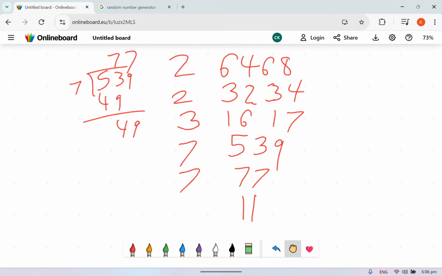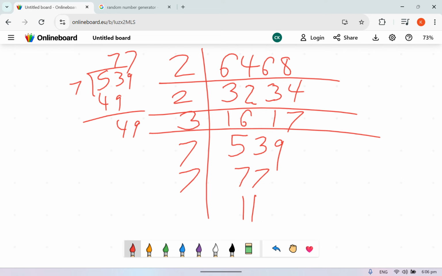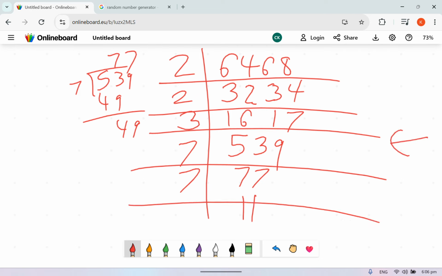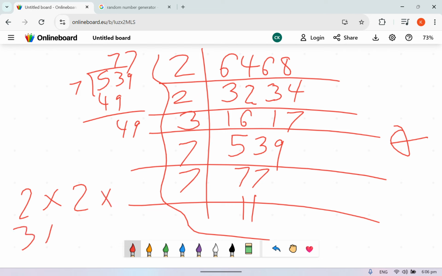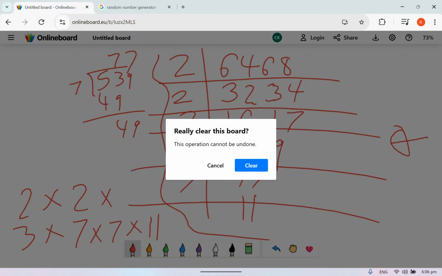So this is an example of a good prime factorization that I like. A good ladder I like, because you can clearly see that there is a lot of different variations of prime numbers. Okay, yeah, so 2 times 2 times 3 times 7 times 7 times 11. This is actually not a good way to express it. I will explain index notation later.